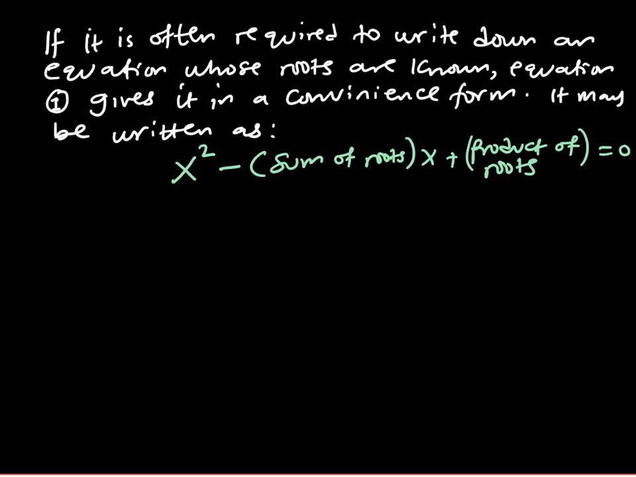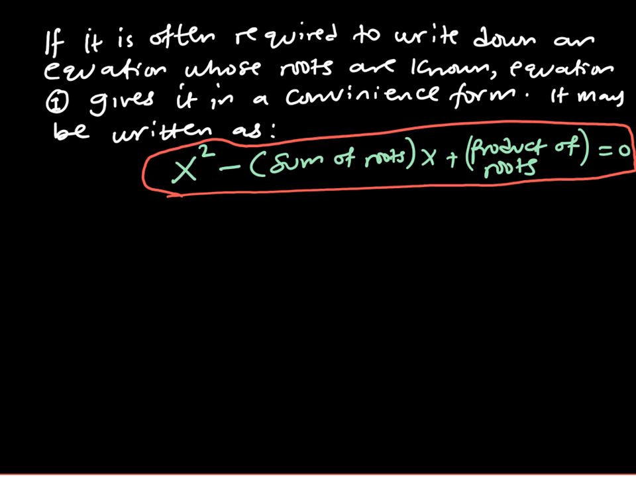So if we are given the roots of a quadratic equation and they want us to go ahead and write the quadratic equation, then equation 1 will always give us the equation in the most convenient form. To put it in words: x squared minus the sum of roots times x plus the product of roots is equal to 0.